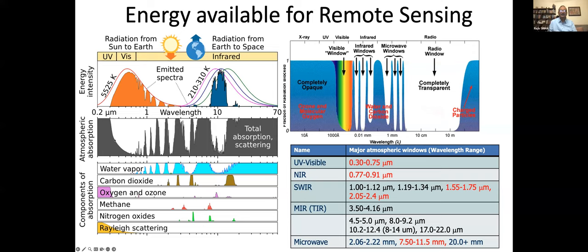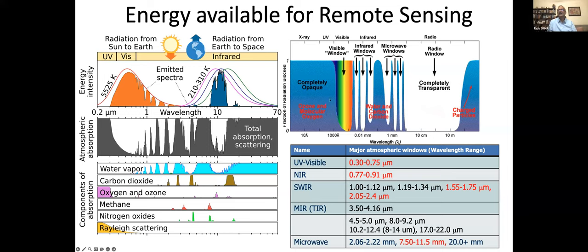But if you look at the second diagram, it shows you the atmospheric absorption. Out of the total energy coming from the sun, a lot of energy, all the black shadowed regions you see, is actually absorbed by the atmosphere itself. Then you can see some white portions. These are the regions where the absorption is minimal or almost nil. These are what we call atmospheric windows in terms of remote sensing.